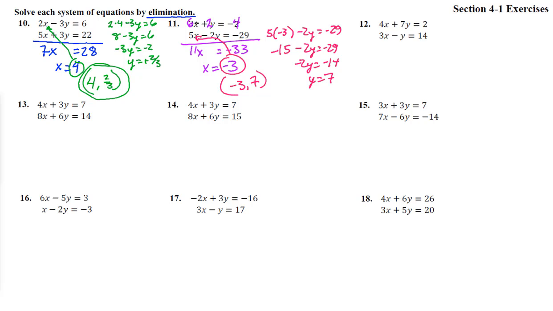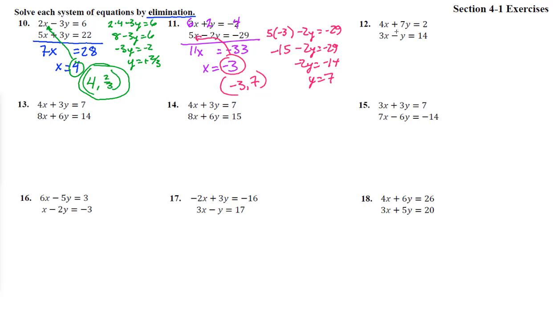3 times negative 3 is negative 9 plus 7 is negative 2. And it works just like clockwork. I like it. All right, so the next one.